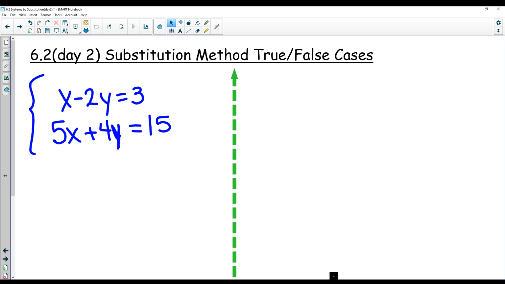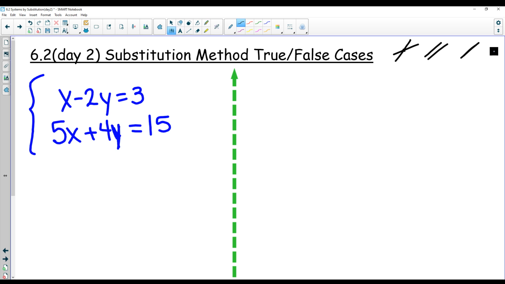But let's take a look at what happens when you have these true-false cases when you're doing the substitution method. Remember, in one case, you have two lines that could cross. That's consistent, independent. Or you could have two lines that are parallel, that's inconsistent. Or you might have two lines that are in the same place. Now, when you graph, that becomes pretty obvious. But when you're doing substitution method, you might not realize it until you get down to the end of the problem. So here we go.